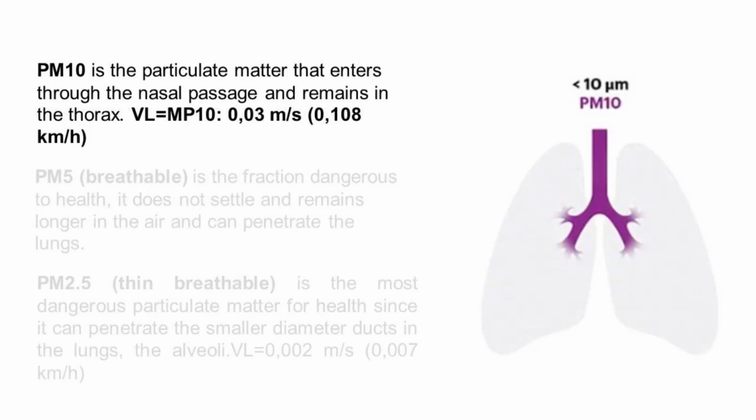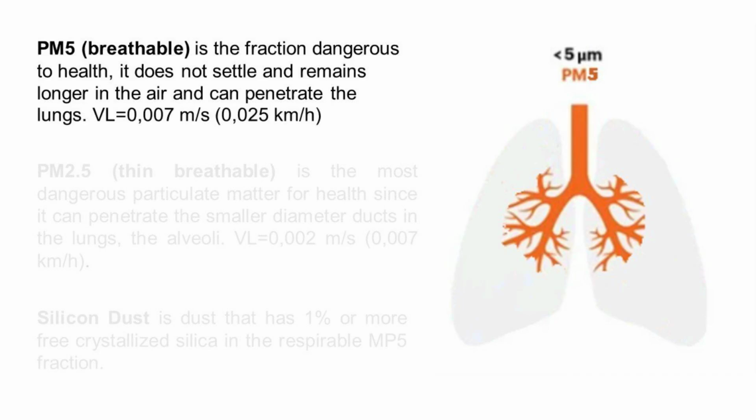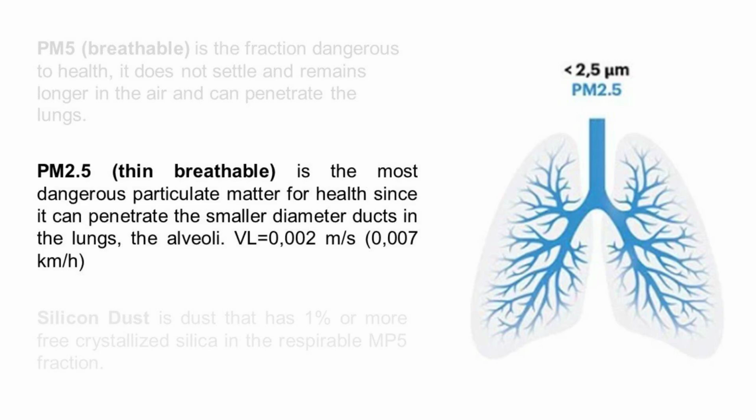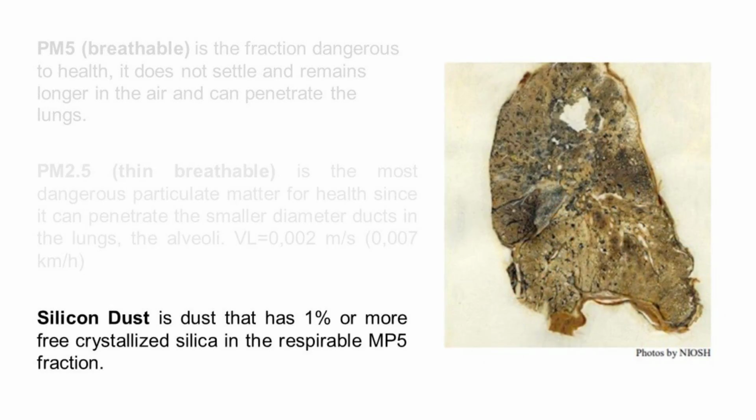PM10 is the particulate matter that enters through the nasal passage and remains in the thorax. PM5 is the fraction dangerous to health. It does not settle and remains longer in the air and can penetrate the lungs. PM2.5 is the most dangerous particulate matter for health since it can penetrate the smaller diameter ducts in the lungs, the alveoli. Silicon dust is dust that has 1% or more free crystallized silica in the respirable PM5 fraction.